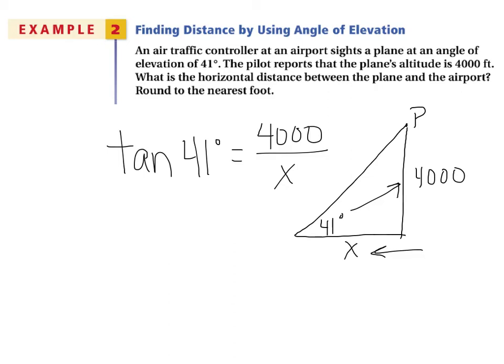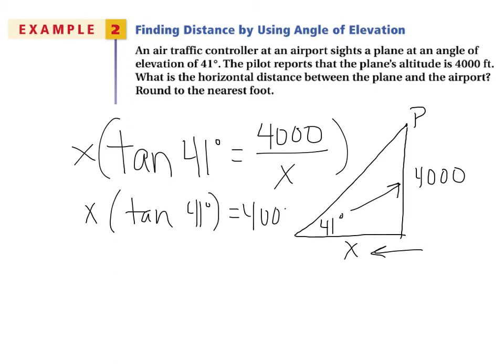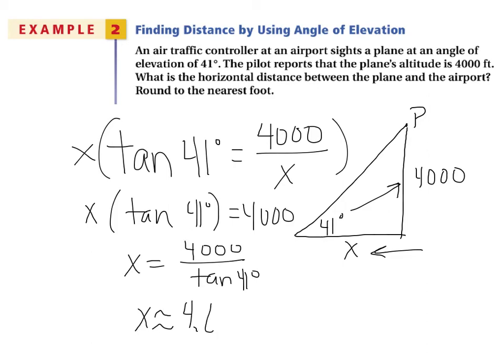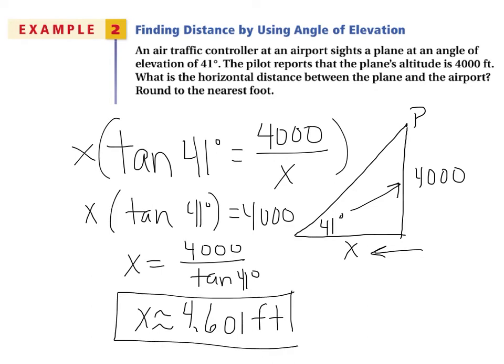I want to solve for x, so I'm going to multiply both sides by x. That would give me x times the tangent of 41 degrees equals 4,000. Divide both sides by the tangent of 41 degrees. And I want to round my answer to the nearest foot. So the distance, which is x, represents approximately 4,601 feet. And that'd be my answer.